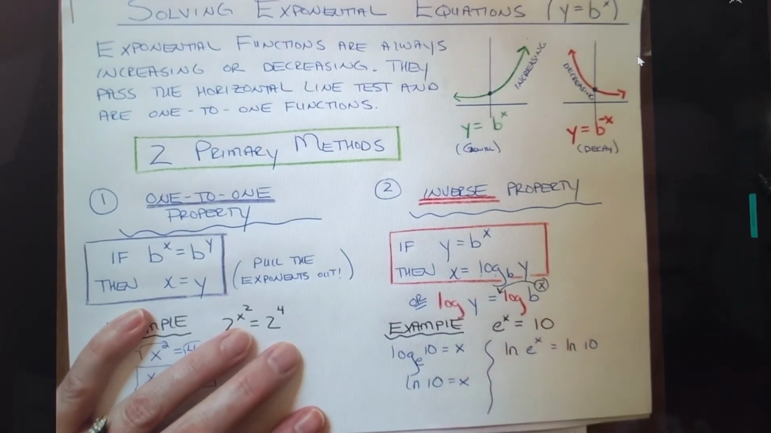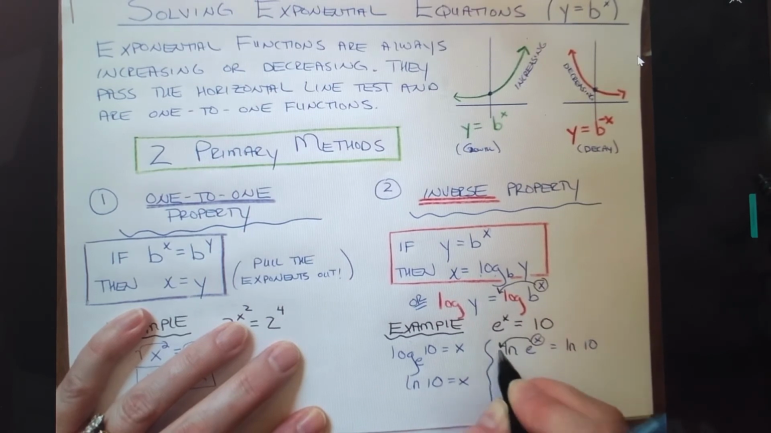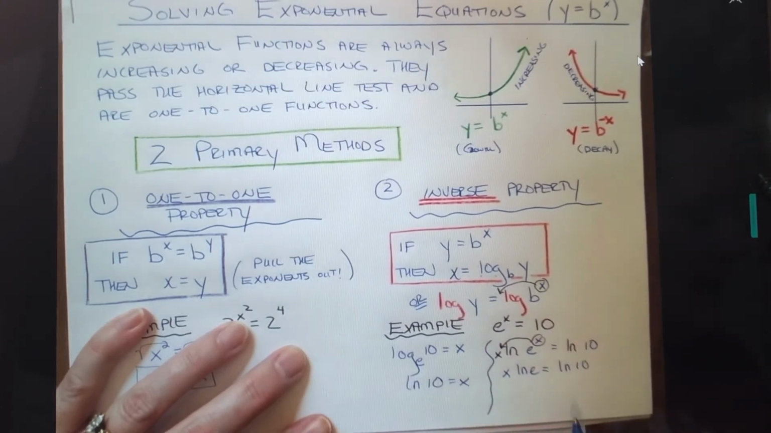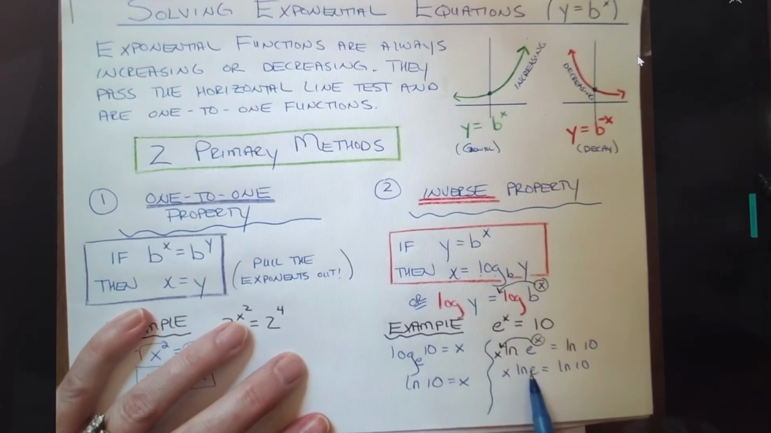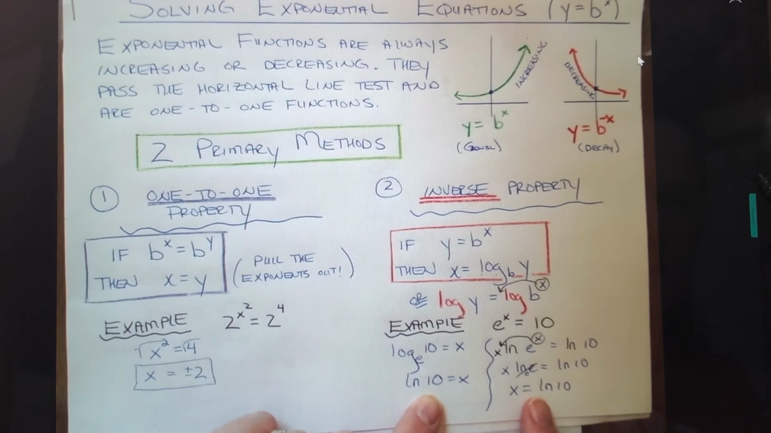So let's do the natural log of both sides. That allows me then to take my exponent, drop it down in front, and so now I have x times the natural log of e equals the natural log of 10. And if you remember from your log rules, the natural log of e is actually 1, because there is my base. So the argument and the base match, that becomes 1. So I really have x equals the natural log of 10. And so you can see that it doesn't matter which method I use, I will get the same answer.